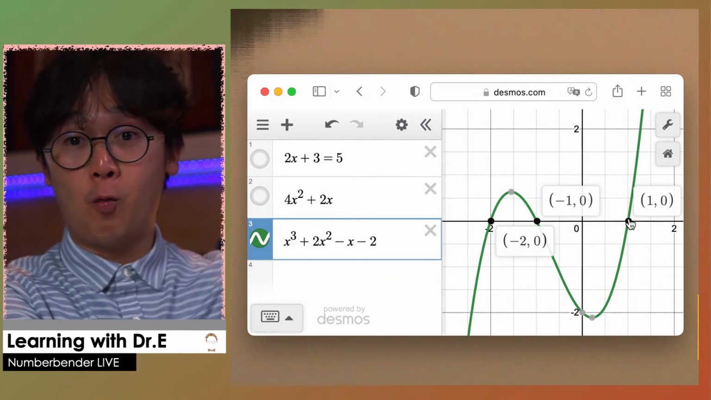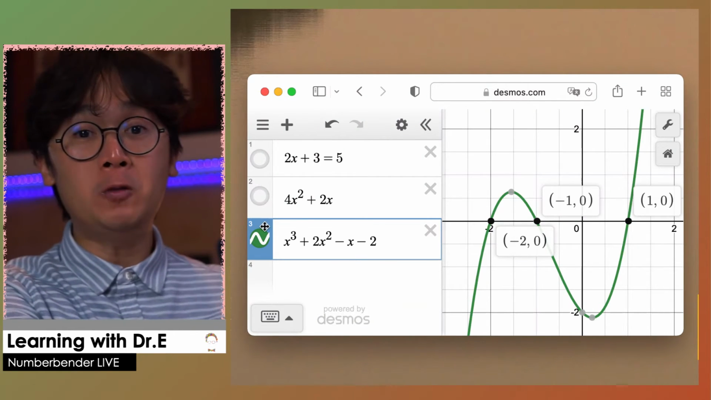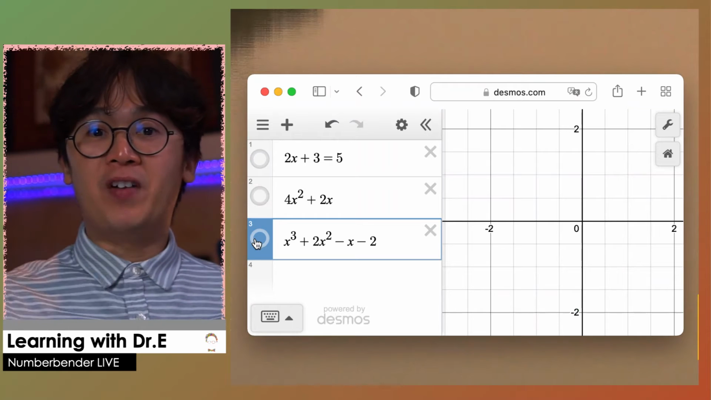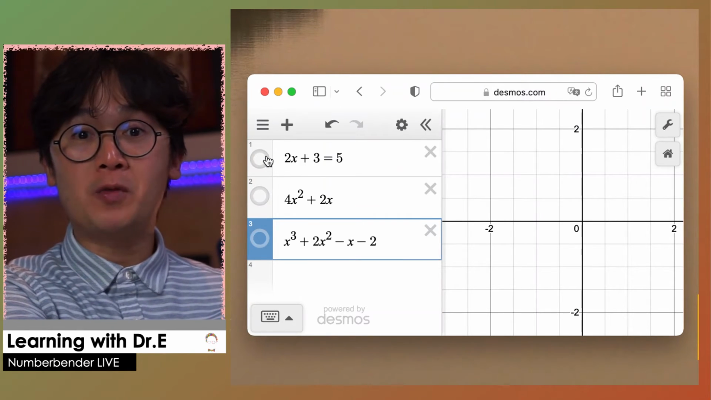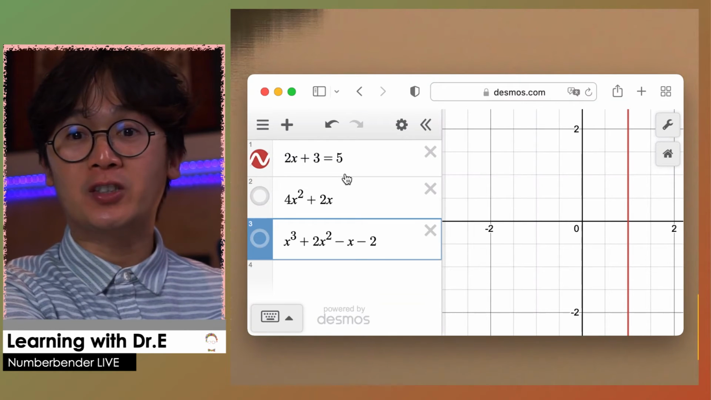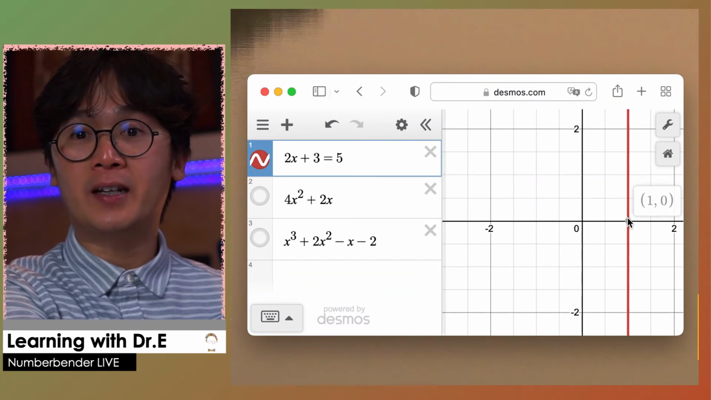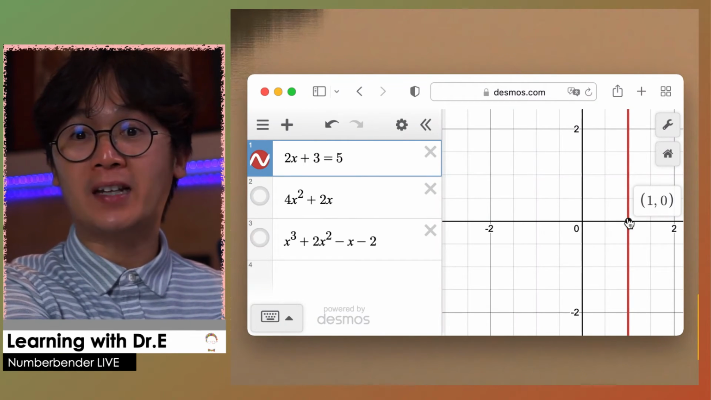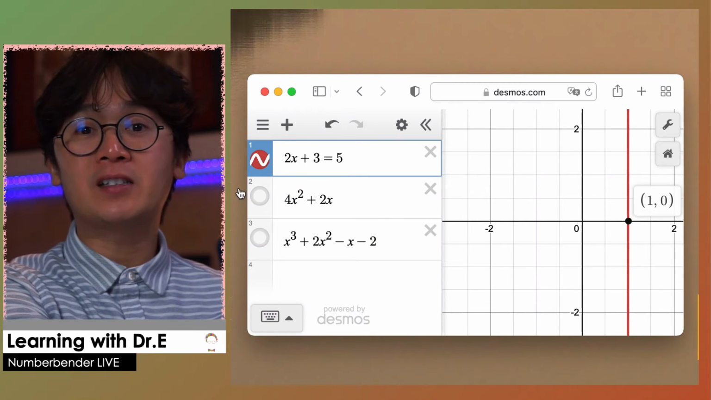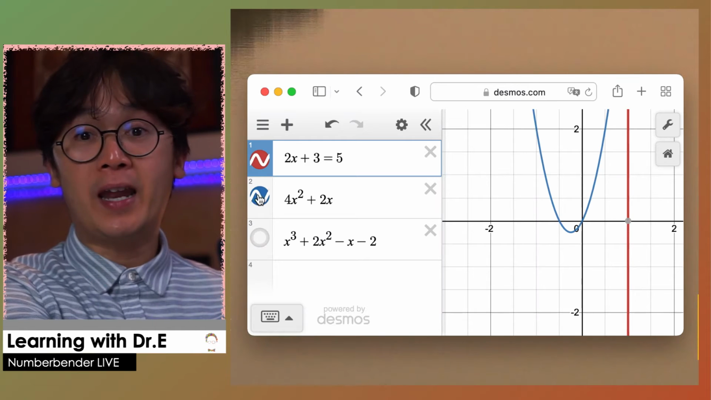And we know that this is correct because if we're going to verify the first two answers, on our first one, 2x plus 3 is equal to 5, we know that our answer is +1, and we know that that solution is right here. And you can see that it intersects at (1, 0), so x is equal to 1. And for 4x squared plus 2x, we know that our answers are 0 and -1/2.